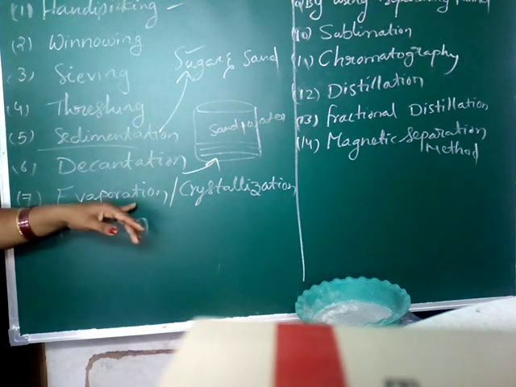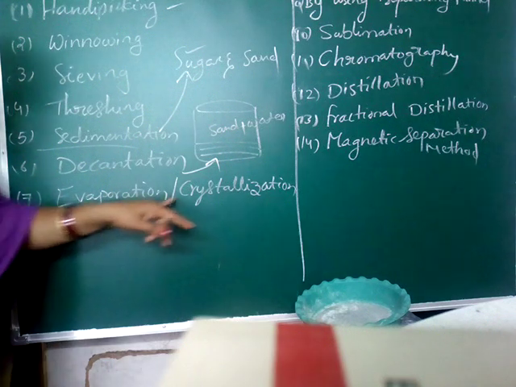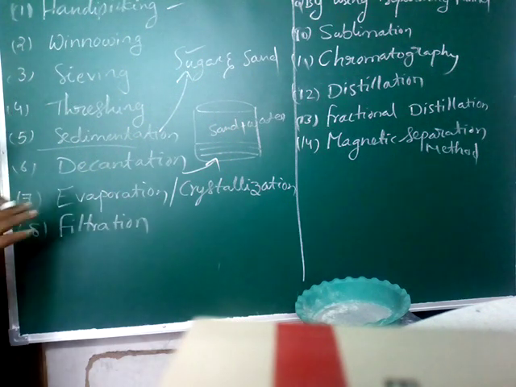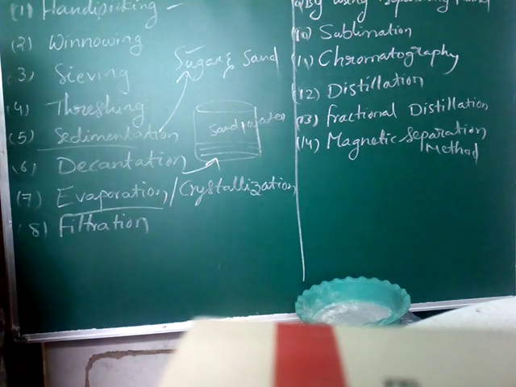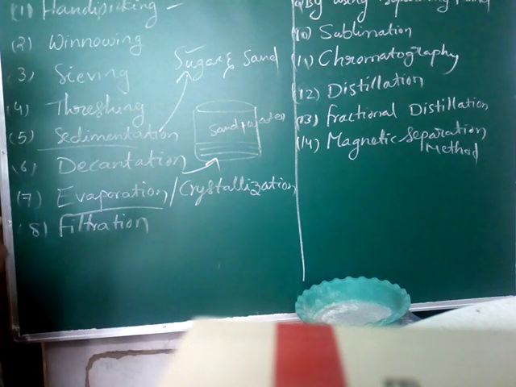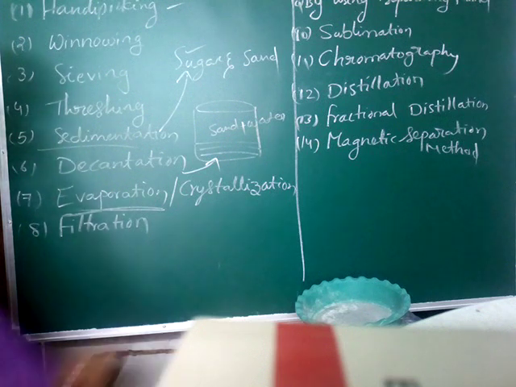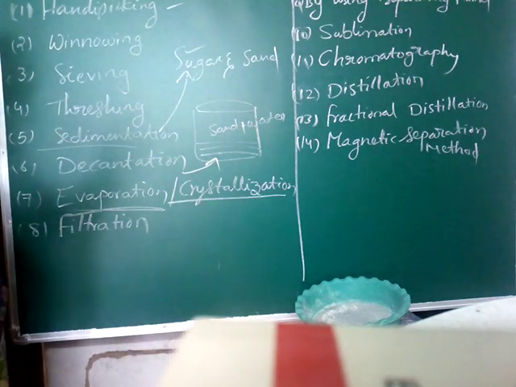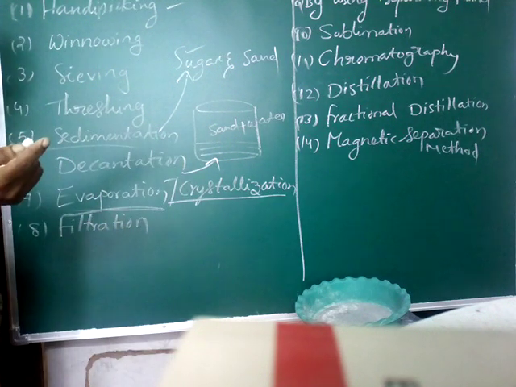Now evaporation or crystallization is clear. Evaporation means, you see in the name only, evaporation. Here you know very clearly that salt comes from seawater. Where will we use this evaporation process or crystallization process? There is a small difference between both. After you learn the differentiation, now you think both are equal.